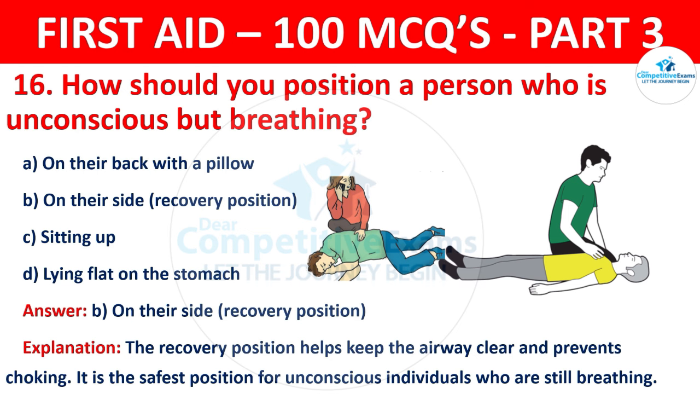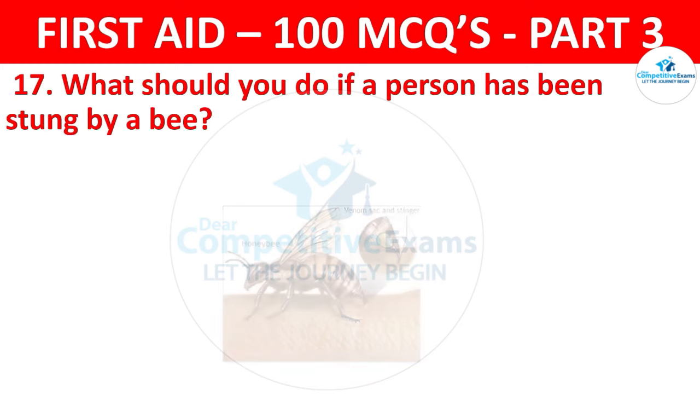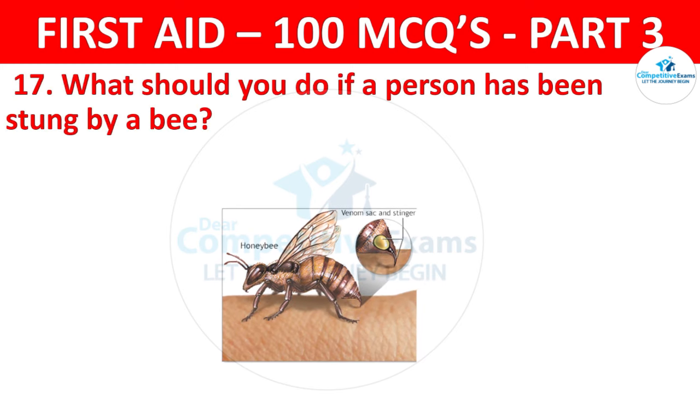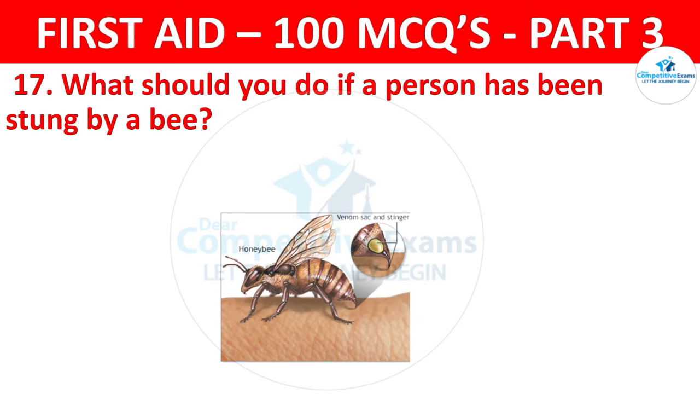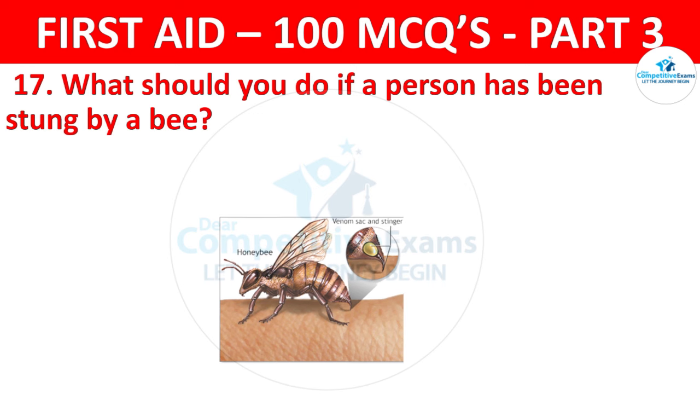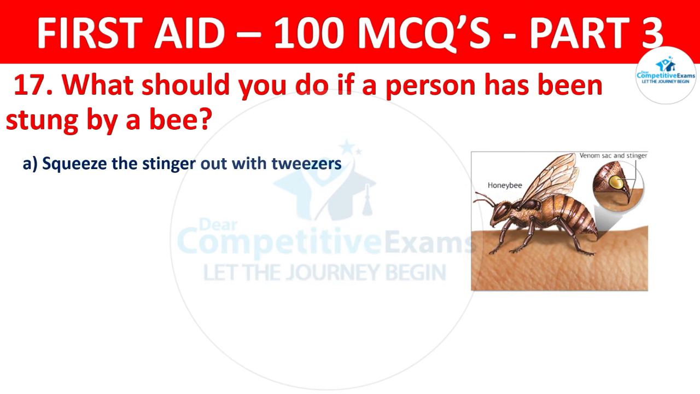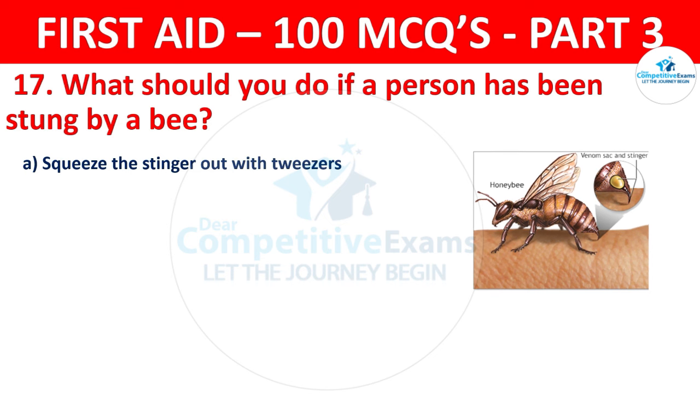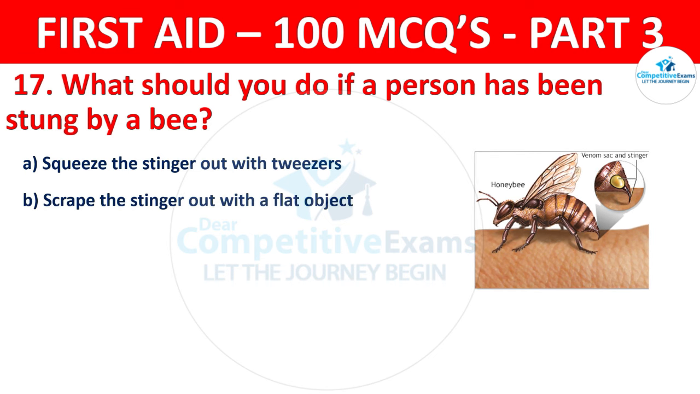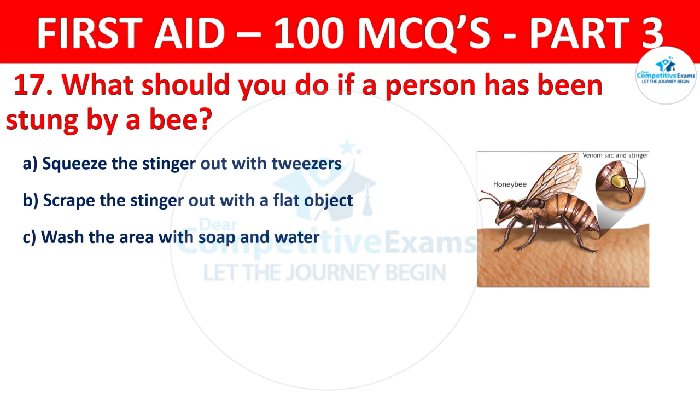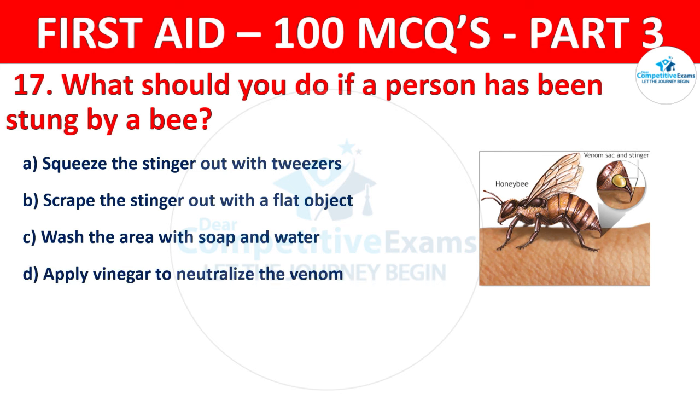Question number 17. What should you do if a person has been stung by a bee? The options are: squeeze the stinger out with tweezers, scrape the stinger out with a flat object, wash the area with soap and water, or apply vinegar to neutralize the venom.